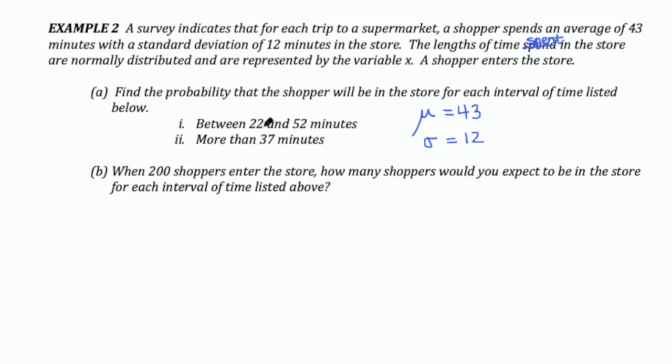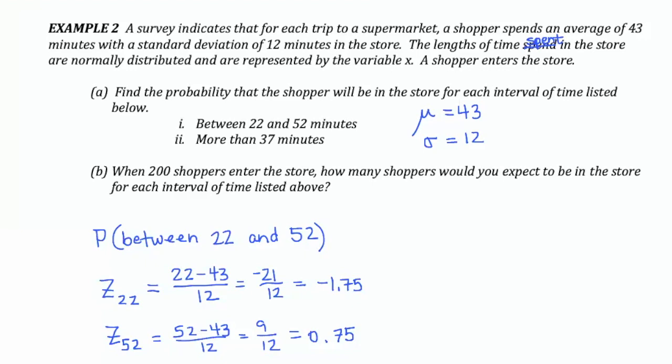Okay, so again, not one specific time, but for an interval, somewhere between 22 and 52 minutes. So if I want the probability that they spend between 22 and 52, the first thing I will need to do is find the z-scores that correspond to these. So I need my z-score for 22 and my z-score for 52. You should be able to pause the video, do the work yourself, and compare with mine in a moment. So we have z-scores of -1.75 and 0.75.